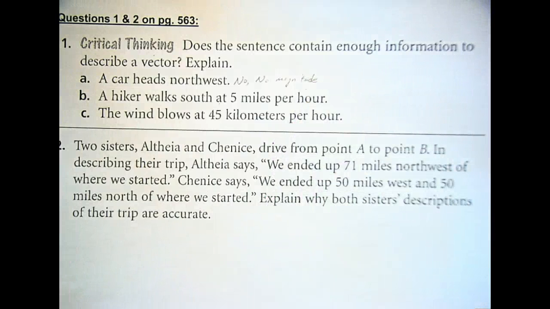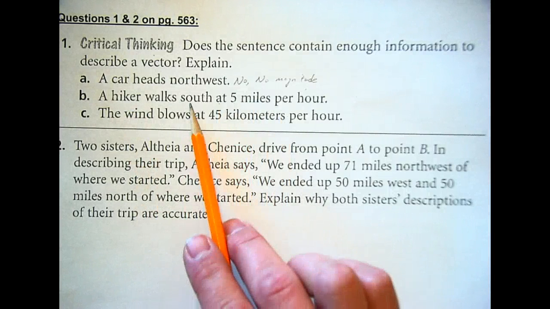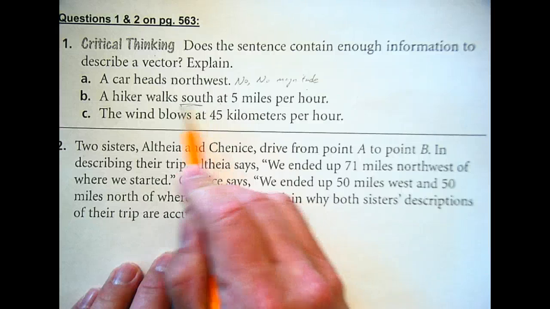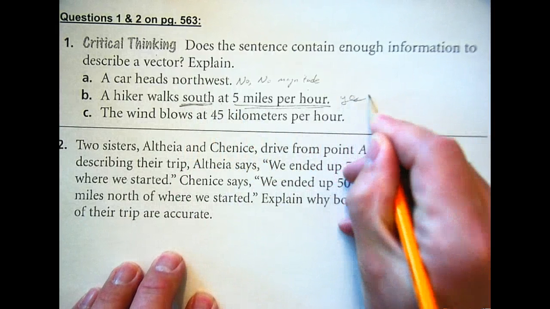Hey, how about part B? How many say yes? How many say no? Okay, Bennett, why are you saying no? Just curious. I'm not saying you're right or wrong. Now you're saying never mind. All right. A hiker walks 5 miles per hour south. So here's our direction. Here's our magnitude. So yes, that one's good.